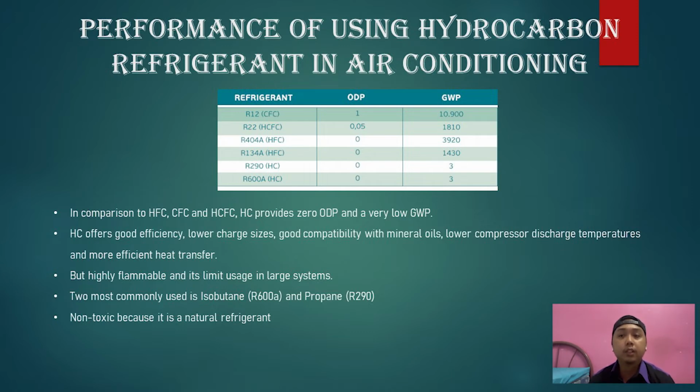Two most commonly used hydrocarbons are isobutane, which is the R600A, used in domestic refrigeration, and propane. Hydrocarbons are generally non-toxic. Hydrocarbons have the advantage of providing an increased efficiency of 14 to 20% in vapor compression system, and since its density is only 40% that of HFC, the refrigerant charge used is much less.